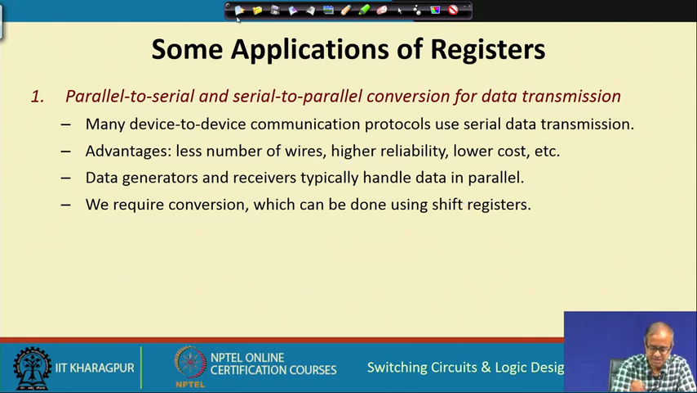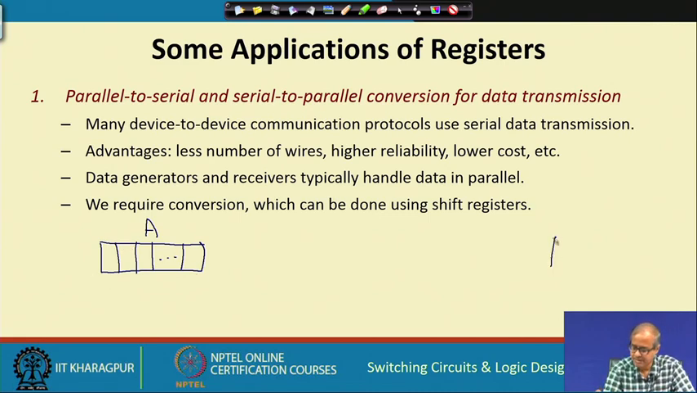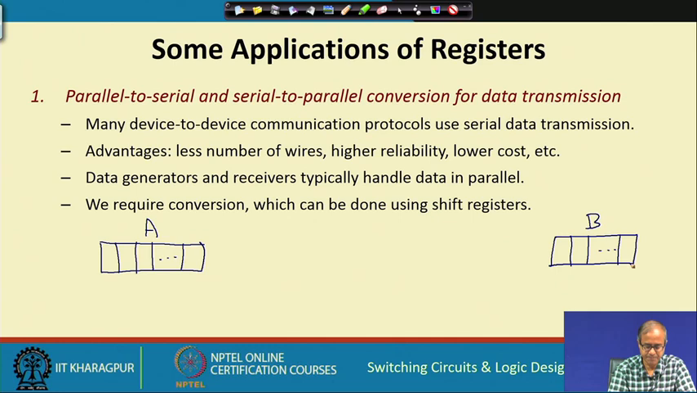How? Let us look at it. Let us say at the end of the transmitter, this is A, the data is stored in parallel in a register, and similarly at the receiving end B, the data will be received in a register, because inside A and B all data processing is done in parallel. But now what you are saying is that let this register be a parallel in serial out register.